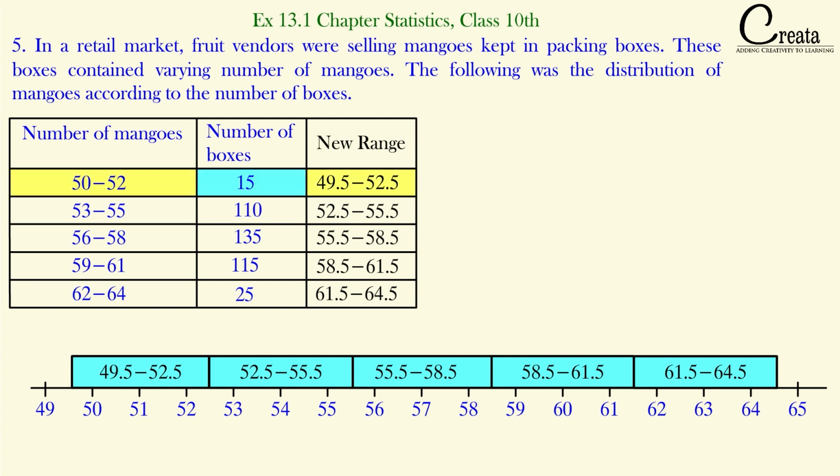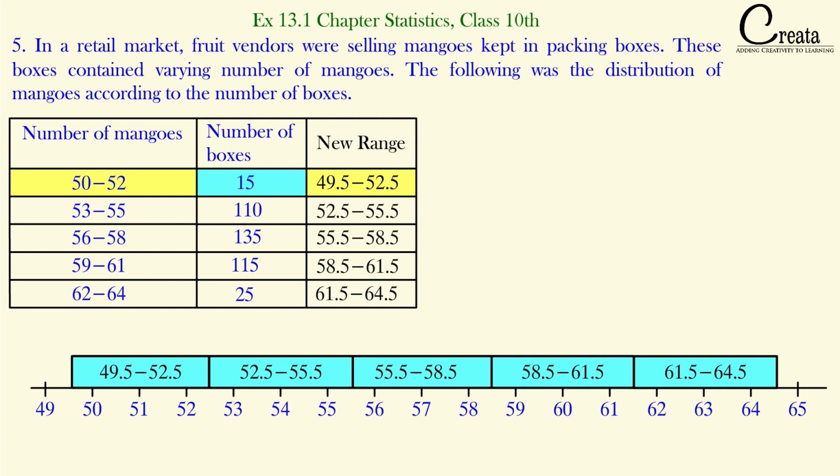For example, 15 boxes have a number of mangoes in the range of 50 to 52. Got it? Now, can we say that 15 boxes have a number of mangoes in the range of 49.5 to 52.5? Nothing is changed. The number of boxes is the same and the number of mangoes is also the same. It is only the range. So our data entity is not changed. Our data is the same. We have just played with the range.